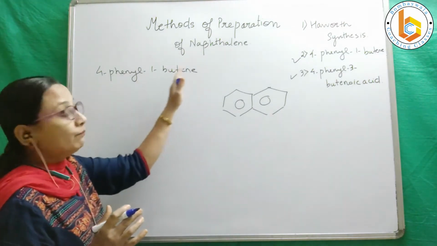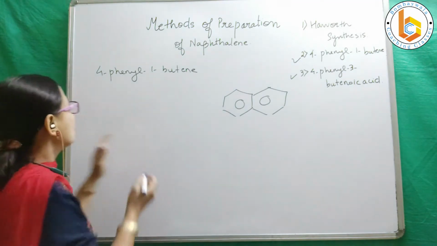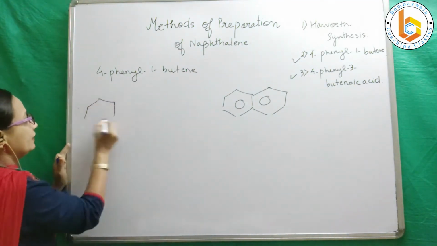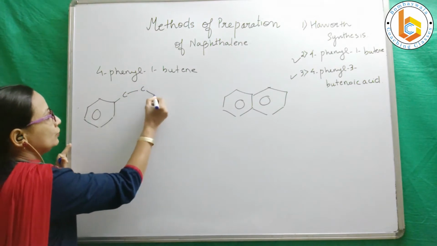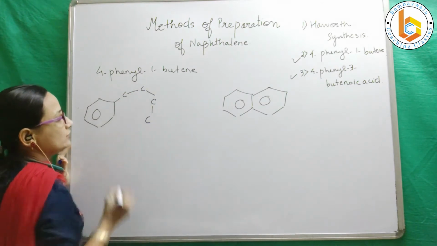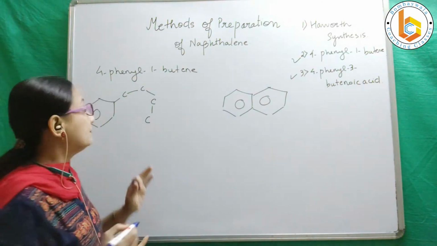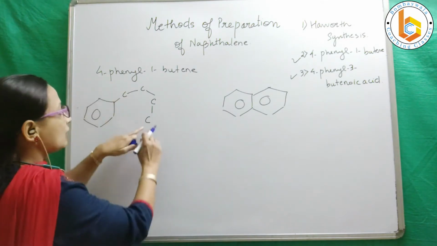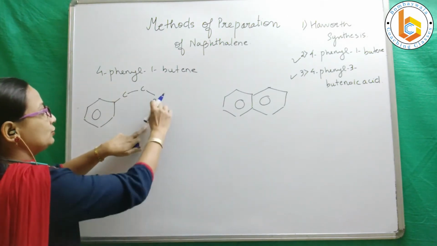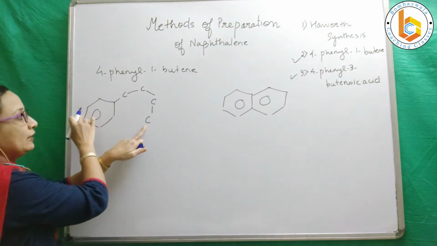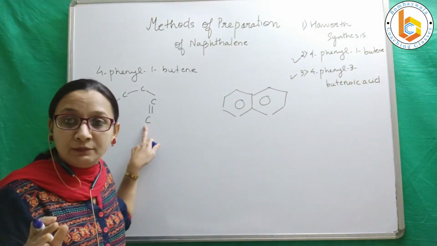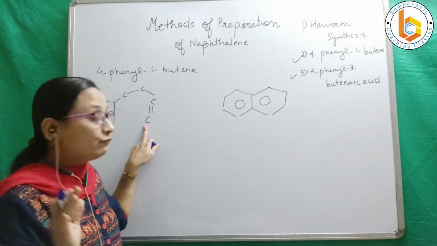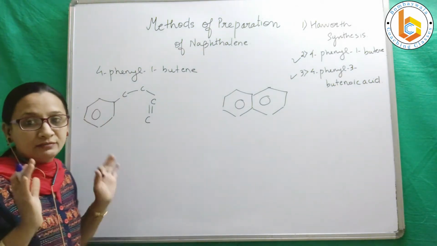4-phenyl 1-butene, right? So for example, this is my phenyl ring, which is a benzene ring. These are my 4 carbons, 1, 2, 3 and 4, and at the fourth position, I have a phenyl. 1-butene means on a 4 carbon chain, I have an alkene. So 4-phenyl 1-butene is my structure.